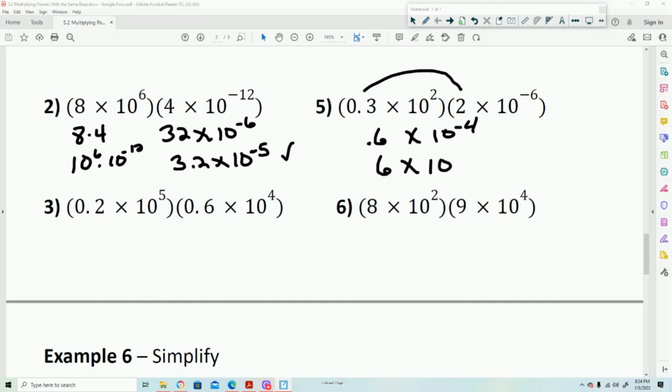So I moved it one place, made that bigger, moved that one place down. That becomes -5. Remember, we're going away from 0 to make it smaller. Okay, so 6 times 10 to the -5 is my final answer.